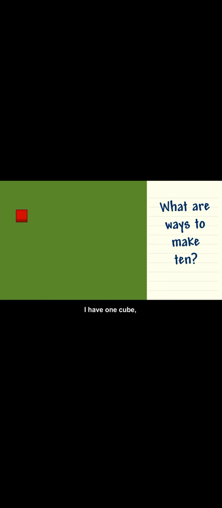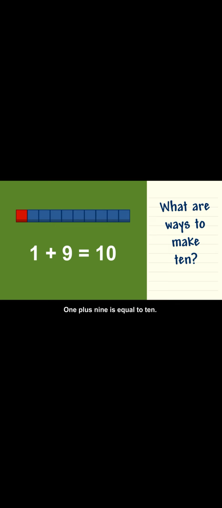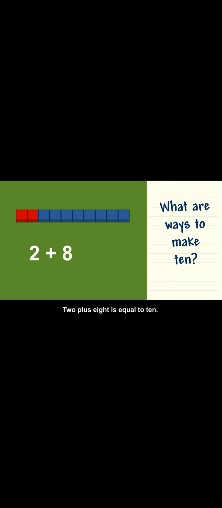I have 1 cube, and I can add on 9 more to make 10. 1 plus 9 is equal to 10. Now I have 2 cubes, and I can add on 8 more to make 10. 2 plus 8 is equal to 10.